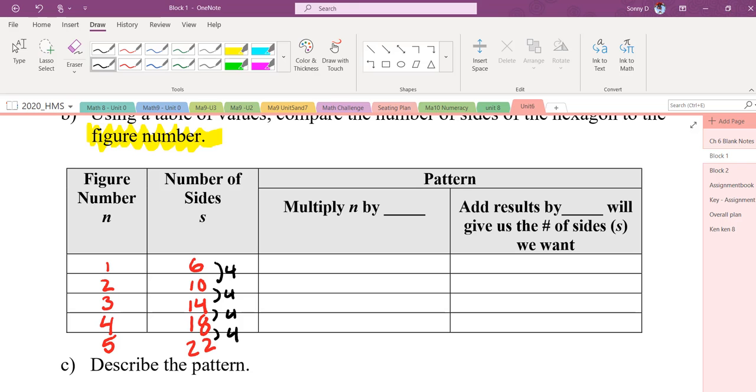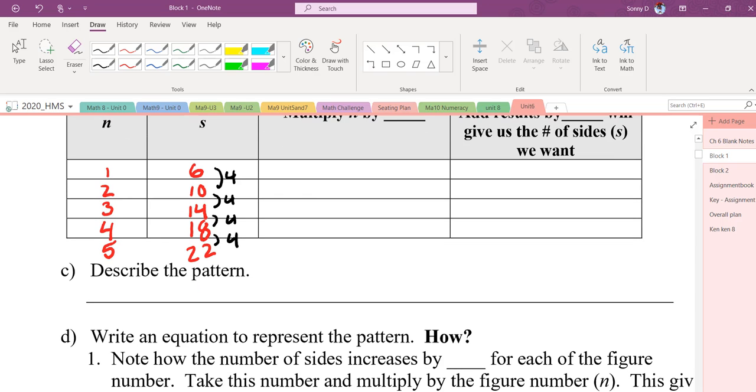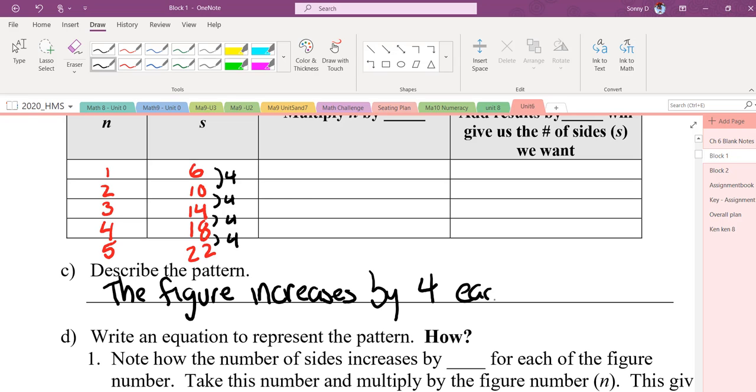So the way the formula system works, actually before we do that, describe the pattern. The figure, you guys said this, increases by 4 each time, right?